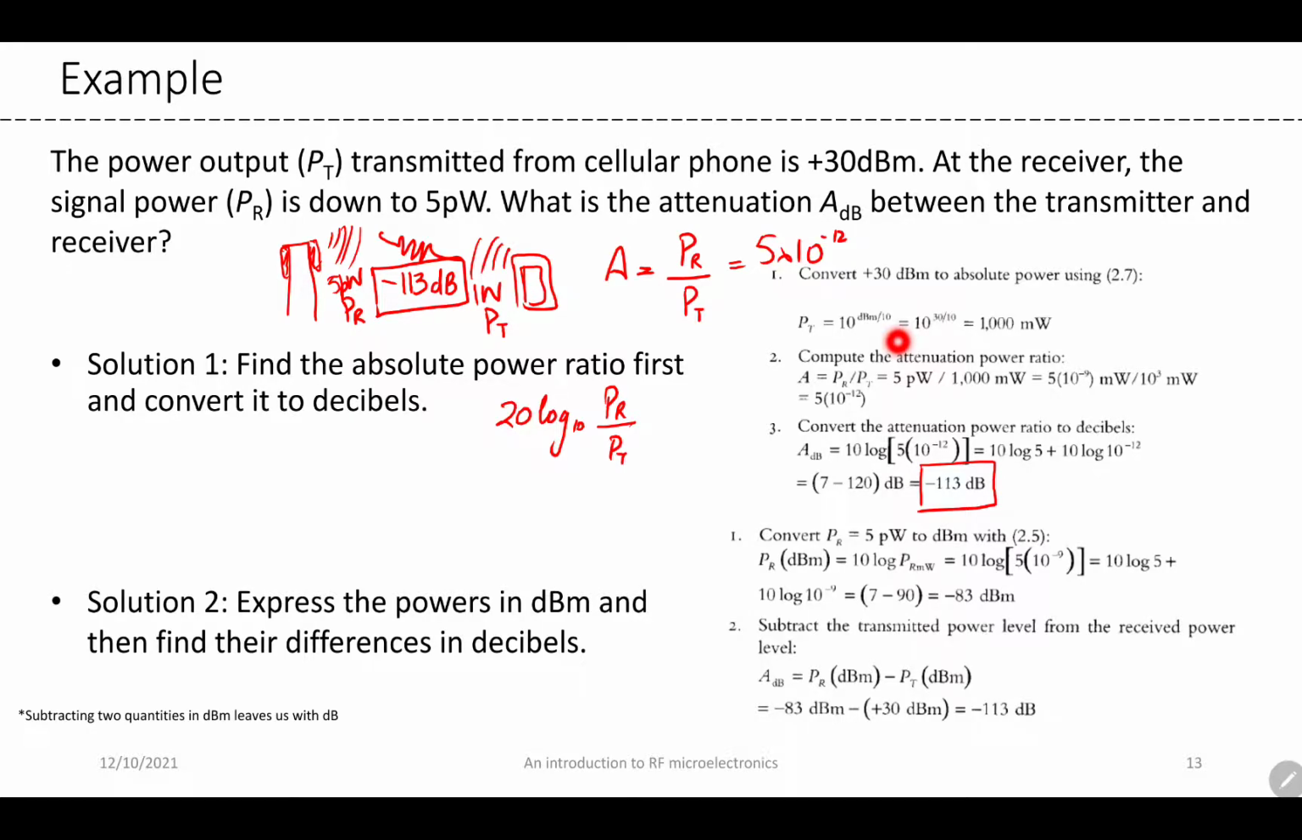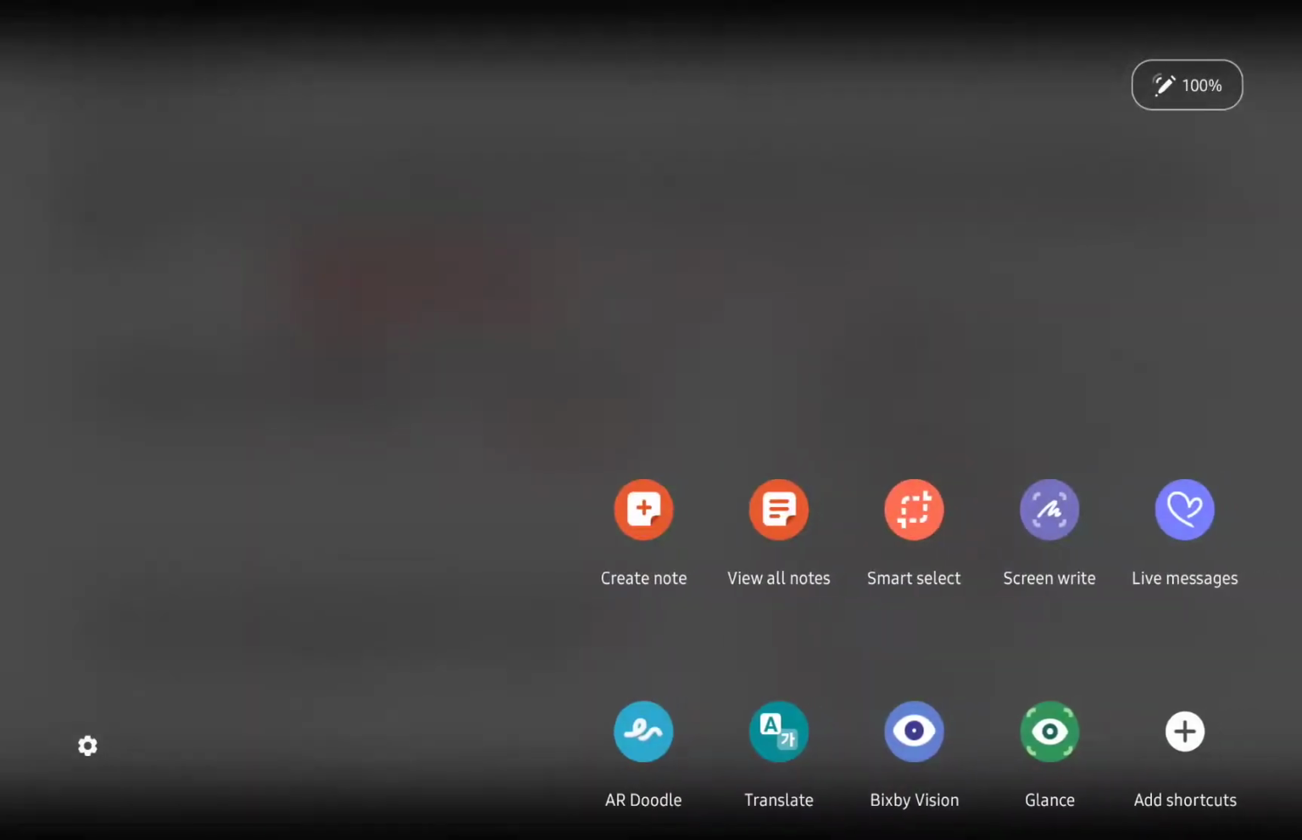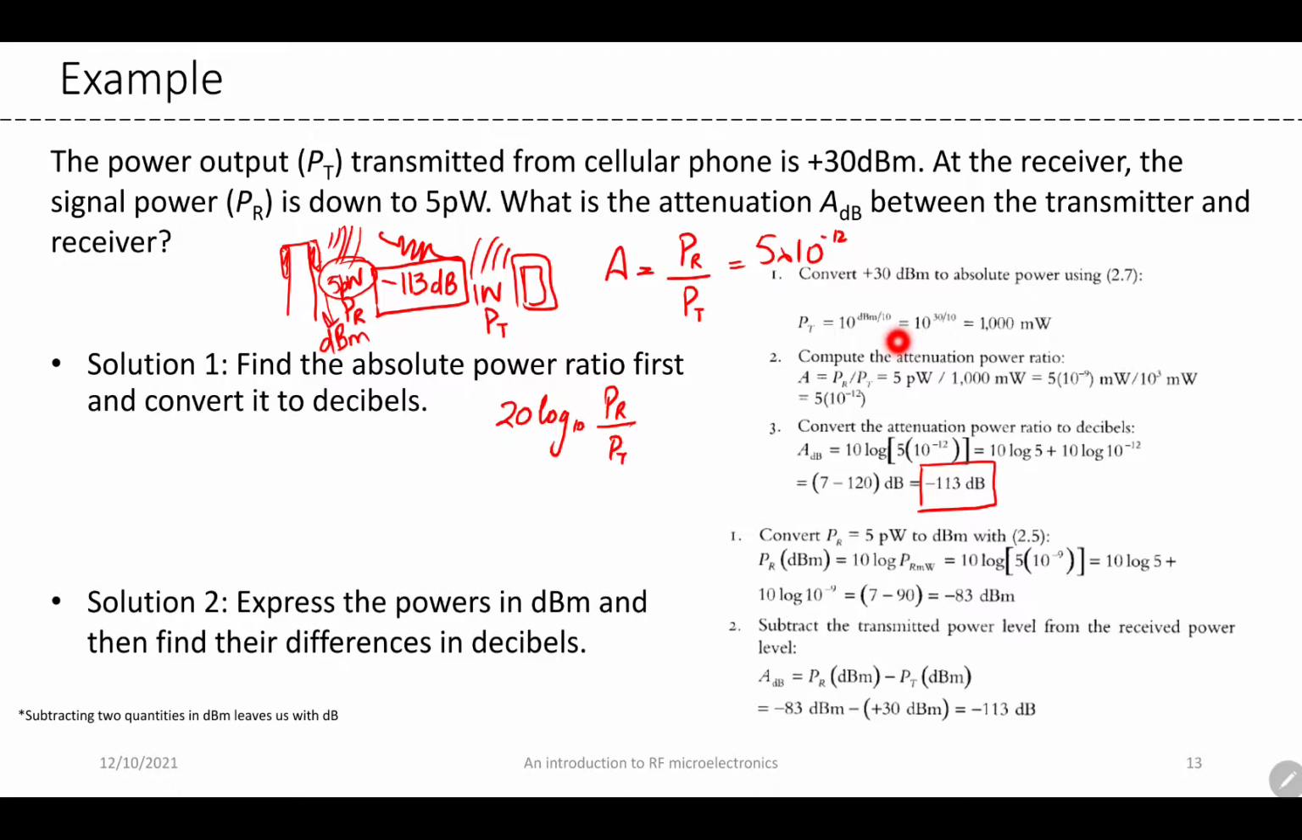The other way to do it is to convert 5 picowatts to dBm and then simply subtract. So if you convert 5 picowatts to dBm, it comes out to be minus 83. So you start with 30 dBm, right? So this is your phone. It transmits 30 dBm, and this is your tower. It receives minus 83 dBm.